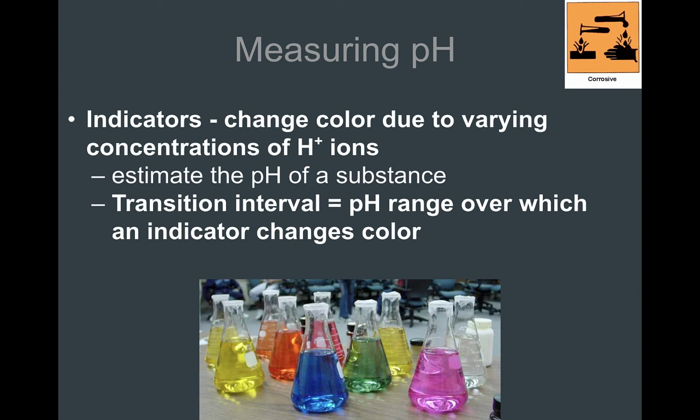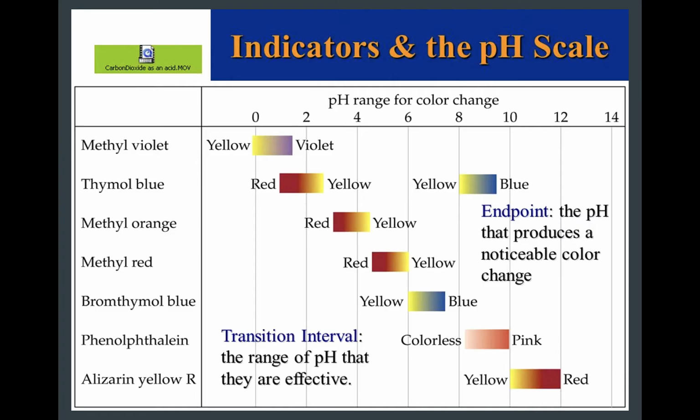When you look at these different indicators, there's always a chart that tells you what the different colors represent, but you have to remember that this is more of an estimate for the pH. The transition interval is the term that we use when we're talking about the pH range over which a particular indicator changes color. So here's some examples of some different indicators.